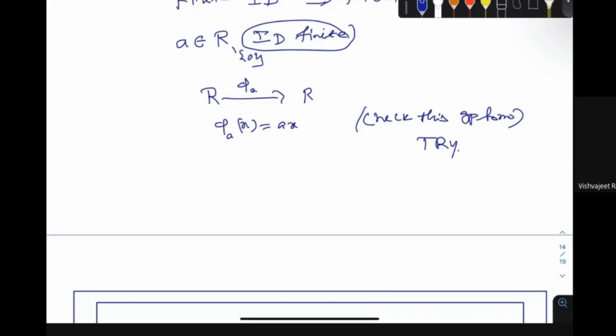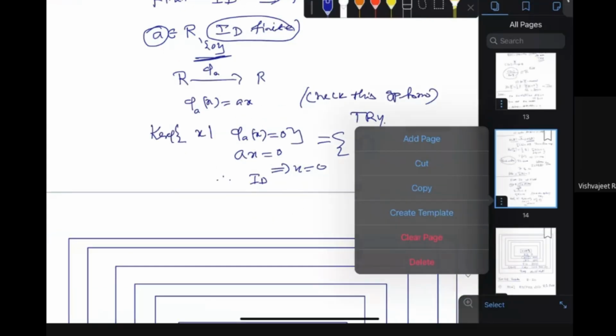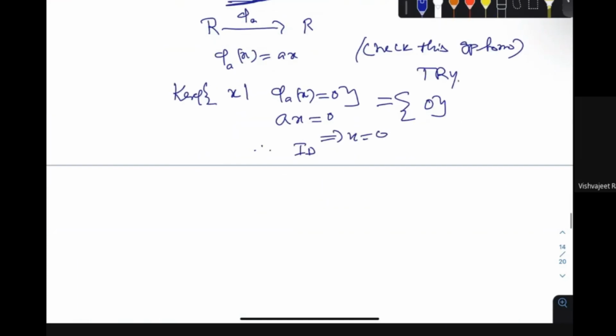What is the kernel? The set of all x such that Phi_A of x is 0. That is the same as saying ax equals 0. And I have taken a non-zero. Remember that. If a is non-zero, because of the integral domain, x is 0. So the kernel is just x equals 0, it's a singleton.